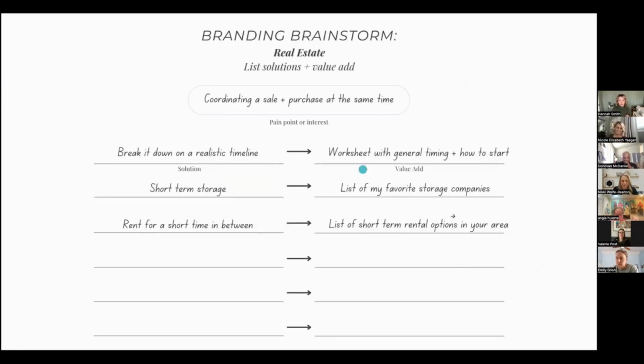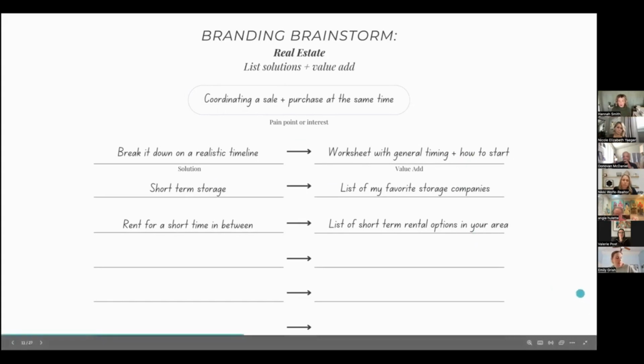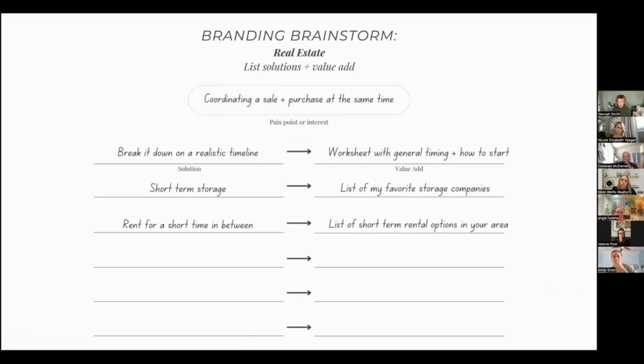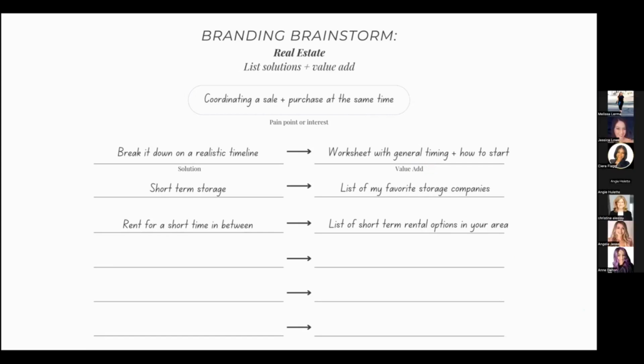Okay, so we have these value adds. And if you do this over and over again, you have all these different lists. Now it comes into the actual lead gen portion of what you can do with this stuff and turn it into content. For instance, if I was doing a worksheet for the general timing, in the way that I do my content, everybody does content differently, I would probably do a reel, probably something funny mentioning how timing a sale and purchase at the same time works.